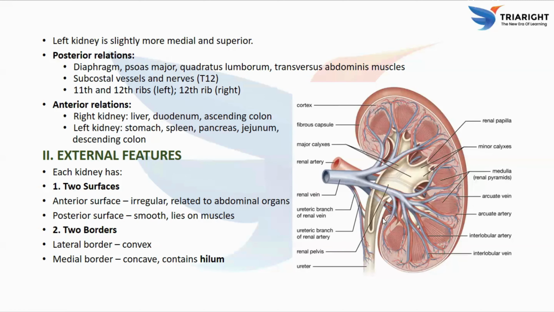So you can find the renal artery here, which enters the kidney at the hilum. It branches into interlobar arteries between the pyramids, arcuate arteries, which arch over the pyramids, and interlobular arteries, which go into the cortex. And you can find the renal vein over here, which is blue in color. It collects blood from the interlobular veins, arcuate veins, and interlobar veins. It leaves the kidney at the hilum. So this is all about this diagram.